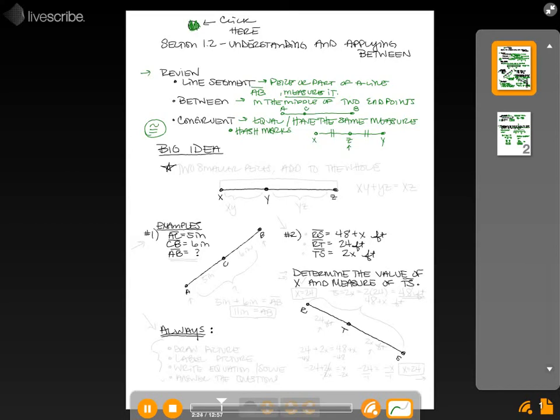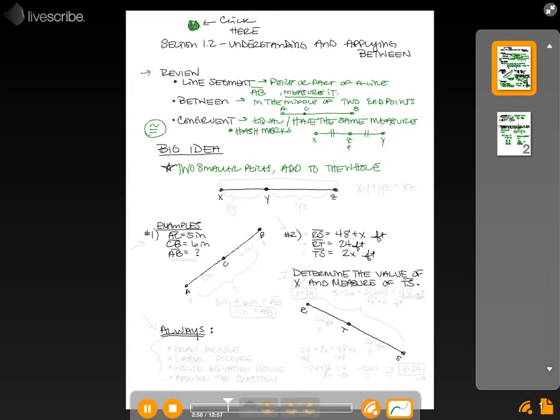A big idea, and this is a huge idea in this section, is that two smaller pieces will add to the whole thing. And this is a huge idea. We use this for the whole year, whether we talk about angles or shapes. If we take two specific pieces of the same figure, the same line, and we add them together, we're going to get the whole thing.